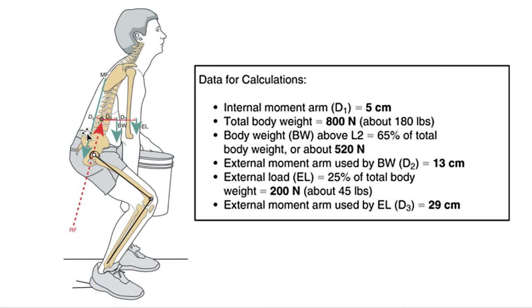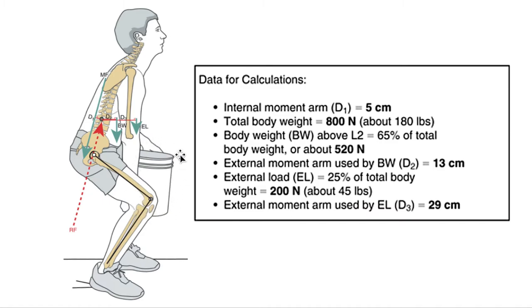What we need to calculate is how much body weight is above the L2 vertebra, which is about 65% of the total body weight. 65% of the total body weight equates to 520 newtons. The external moment arm used by body weight, D2, in this case this distance right here, is known to be 13 centimeters. Finally, the external load is 25% of the body weight, about 45 pounds or 200 newtons.